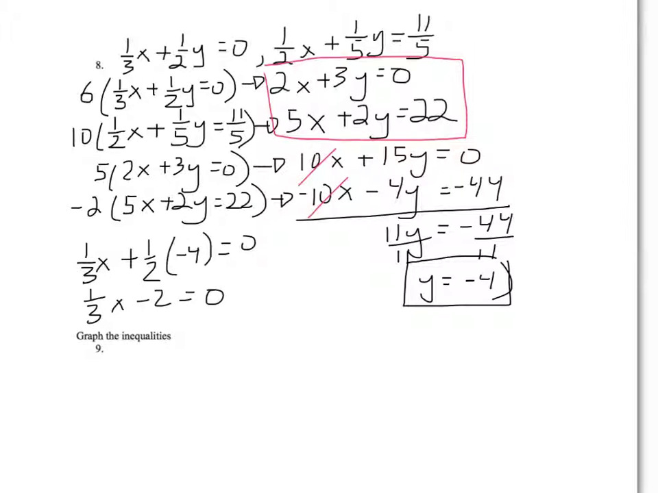Move the negative 2 to the other side. So I'm going this way. 1/3 x equals 2. X equals 6 when I multiply both sides by 3. Alright.